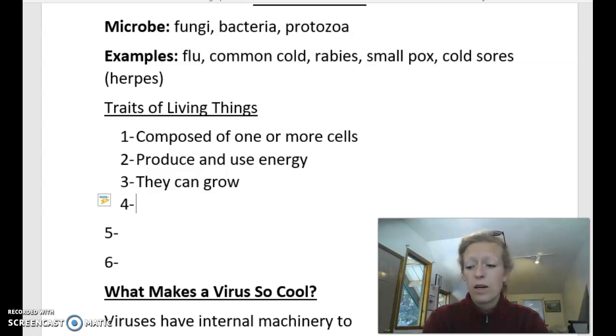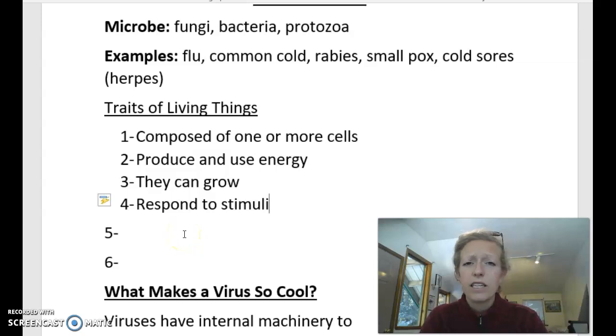We grow. Number 4, living things respond to stimuli. If I am sitting here and my brother pokes me with a really hot stick, then I'm going to respond to that stimulus, to that sensation, and I'm going to move my hand away. That's an example of that.